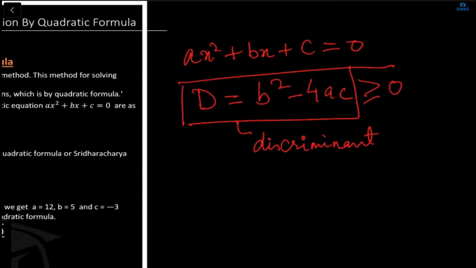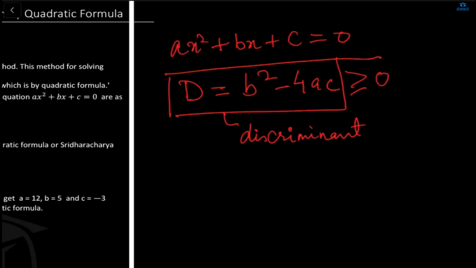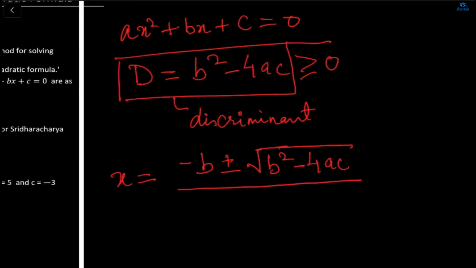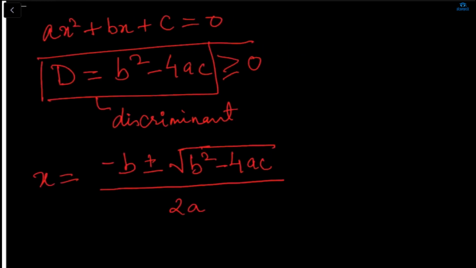Now, after finding b square minus 4ac, what is the value of x? That means what will be the value of the root? The value of the root, that is x, is equal to minus b plus minus root of b square minus 4ac, upon 2a. You can write D or b square minus 4ac; I will write it here, that will be better.